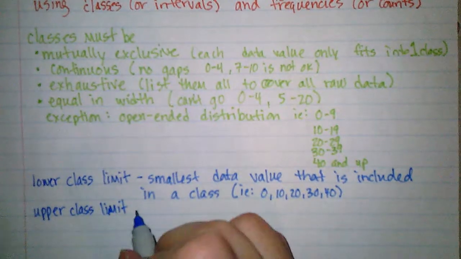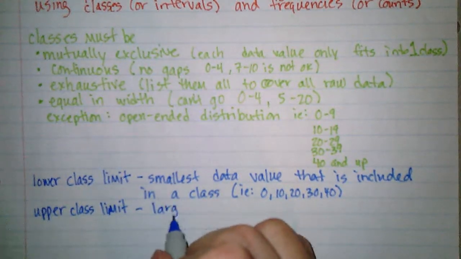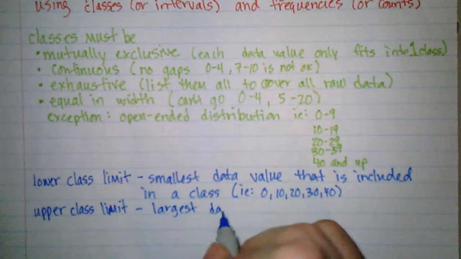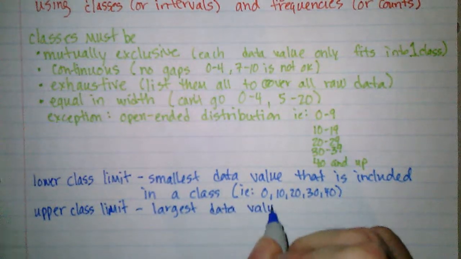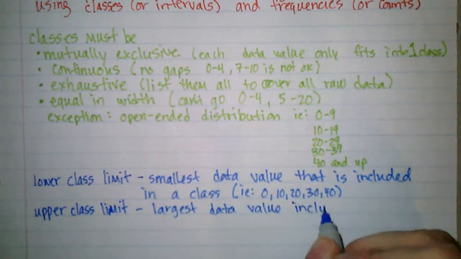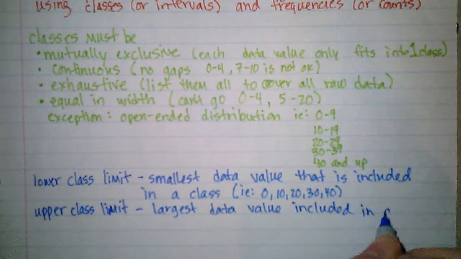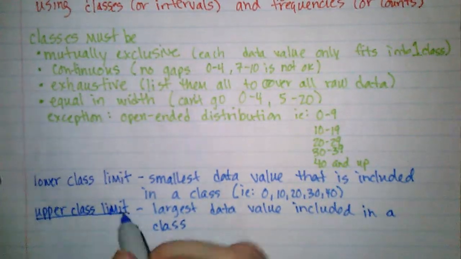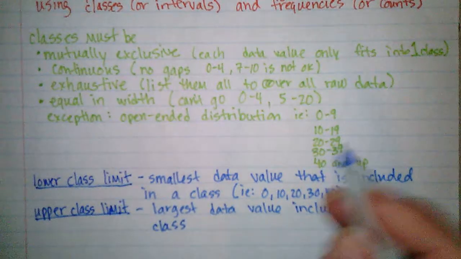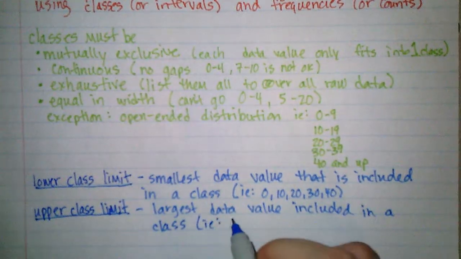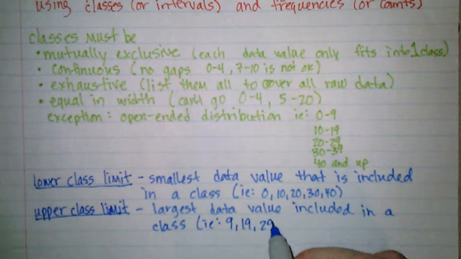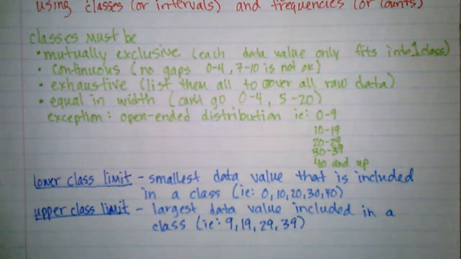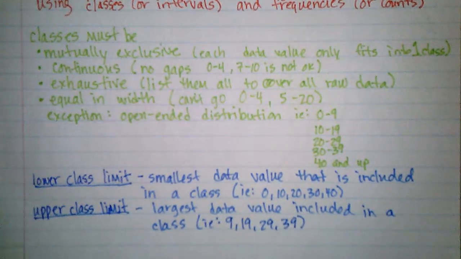Then the upper class limit is the largest data value included in a class. So in my example up above, those would be 9, 19, 29, 39. And then that open-ended class doesn't have an upper class limit.